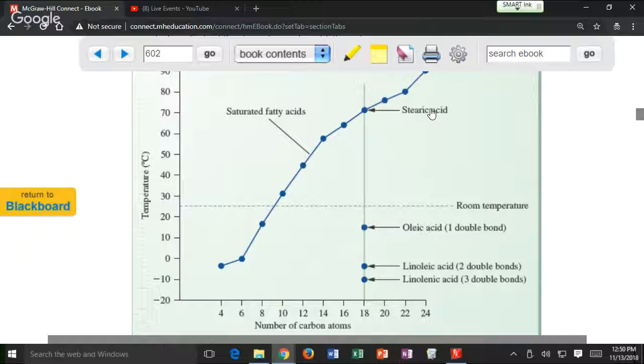And the unsaturated fats are listed here. All of these on this line are 18 carbon fatty acids. Here's stearic acid, the saturated one. Then you've got a monounsaturated oleic acid, and then the polyunsaturated linoleic acid and linolenic acid, which decrease in melting point with the number of double bonds. So you can see that adding those double bonds decreases the melting point of the fat.